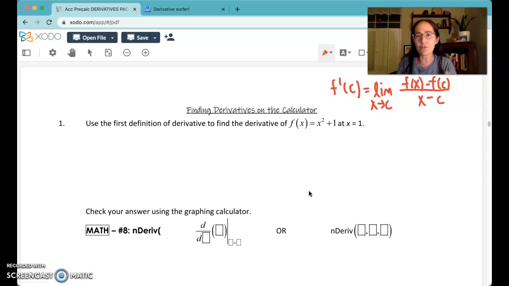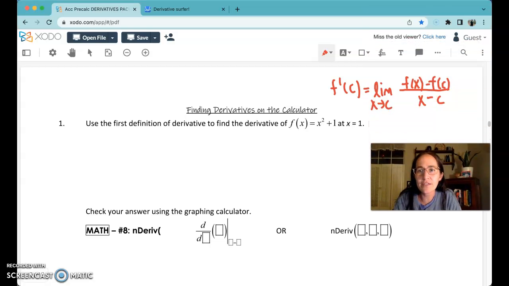So this first problem will just be a review. So far we have the first definition of derivative that I just scribbled down up here that says, let me move myself out of the way, it says that you can take a limit as x gets closer and closer and closer to the value c of the slope of what we call a secant line. And that limit will end up giving us the exact slope of the tangent line at a certain point at x equals c. So we should be able to review and use that to do number 1.